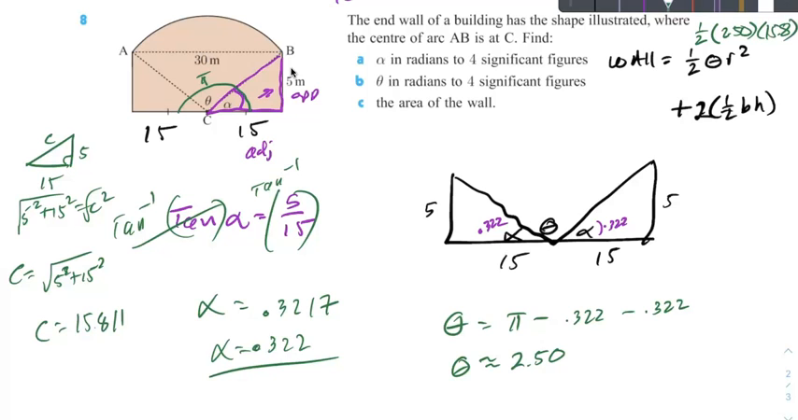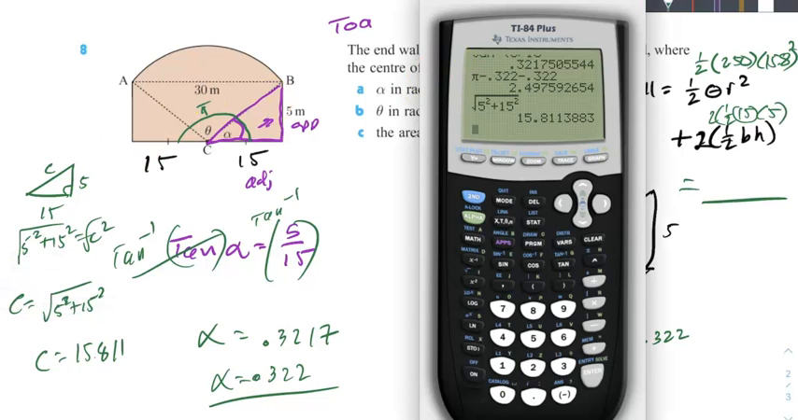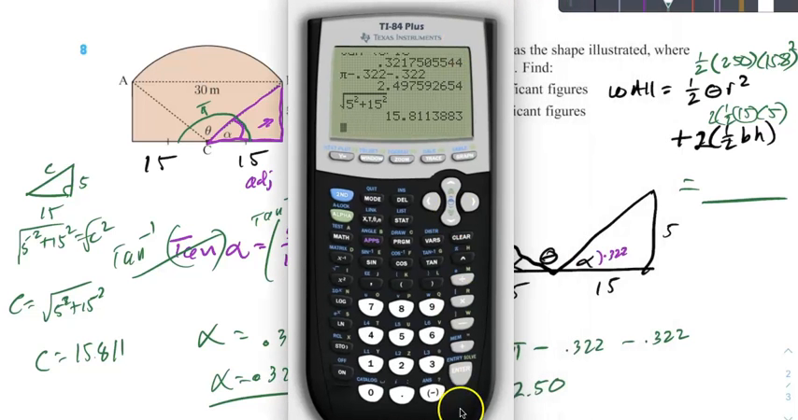3 sig figs, squared, plus 1/2 base times height. But my base here is 15, my height is 5. So 2 times 1/2, 15 times 5. Put that all together in my calculator, and we're going to get this monstrosity.